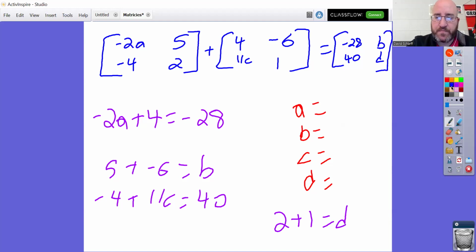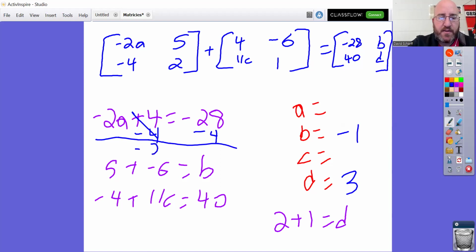All right. Let's do B and D real quick. D, 2 plus 1 is 3. B, 5 plus -6, which is the same as 5 minus 6, is -1. Now, for A, -2a plus 4 equals -28. Subtract 4 from both sides. Gives me -2a equals -32. I would divide both sides by -2, which would give me 16.